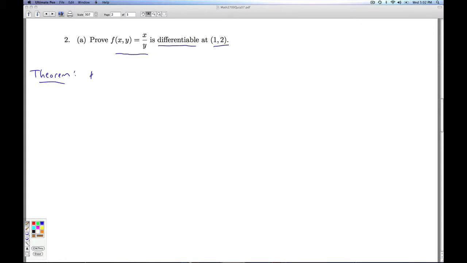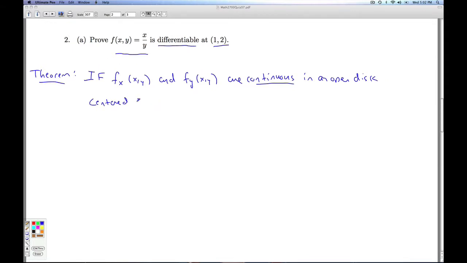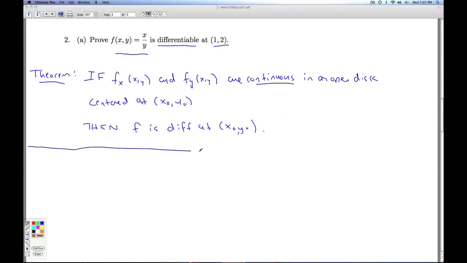And the theorem says this: if fx and fy are continuous in an open disk centered at the point x naught, y naught, then f is differentiable at the point x naught, y naught. Okay, so if the first partials are continuous in an open disk centered at the point we care about, then the function is differentiable there.